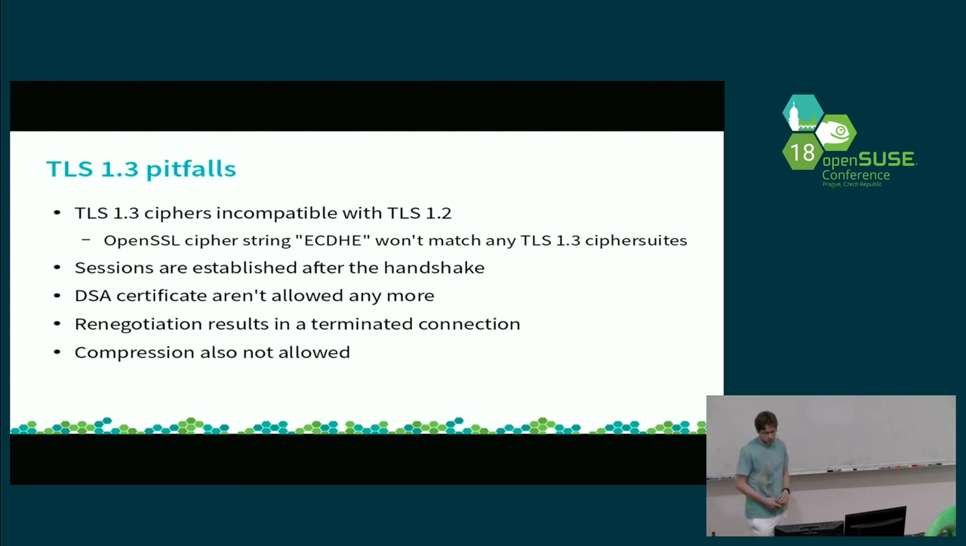Well, TLS 1.3, there are some issues which users might run into. The ciphers are no longer compatible with TLS 1.2 because the key exchange was moved to a separate negotiation. So, for example, using ECDH-dash strings in an OpenSSL server won't list any TLS 1.3 cipher suites. So that's a thing to watch out for when you are using explicit cipher strings in OpenSSL.